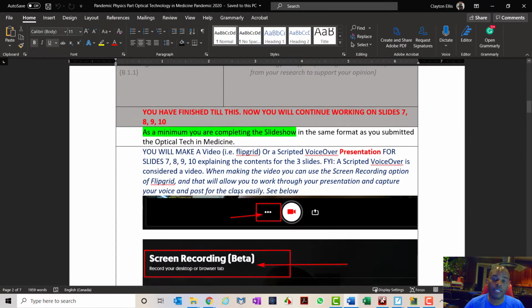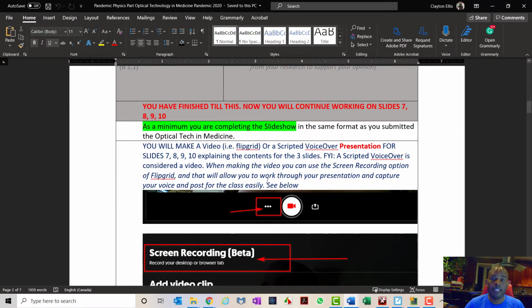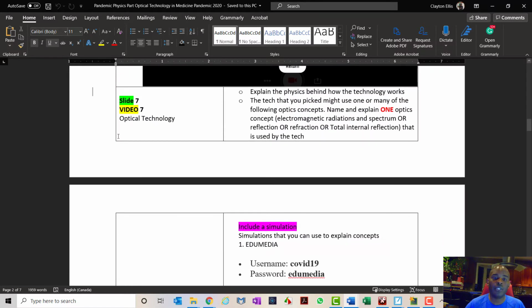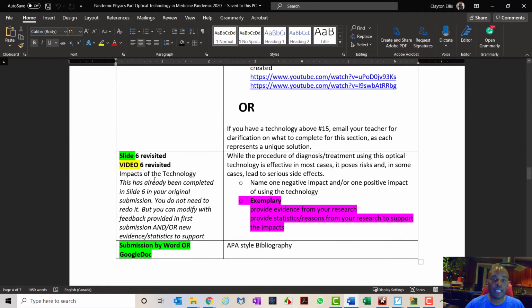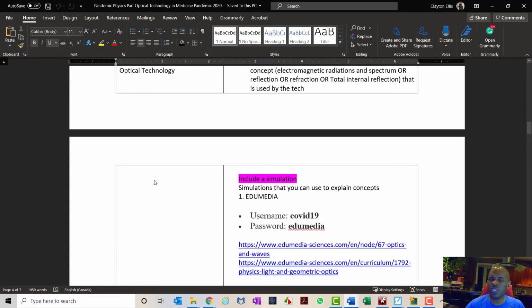As you go through the physics section, there are 2 types of delivery. If you decide to go with the minimum, the green, then you're going to submit a slideshow just like you did before, either Google Slides or PowerPoint. And for that, you're going to include slides 7, 8, and 9. So there's 3 more slides. And the truth is, it's really 2 more slides.